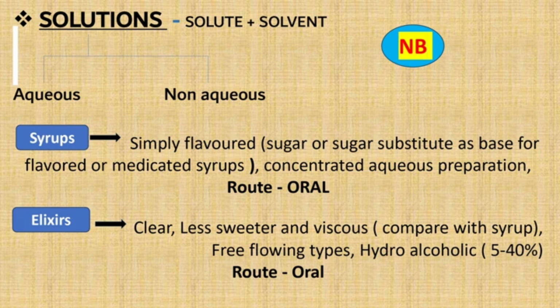The first one is syrup. Syrup is simply flavored, everybody knows that. Sugar or a sugar substitute is used as the base with a flavoring agent. A concentrated aqueous preparation is known as syrup. The main route of administration is oral. Elixirs are clear, less sweet, and less viscous compared with syrup, normally free flowing. It's a hydroalcoholic form, normally containing 5 to 40% alcohol. We can expect questions based on these points, so you want to be thorough with each and every one. The route of administration of elixirs is oral.